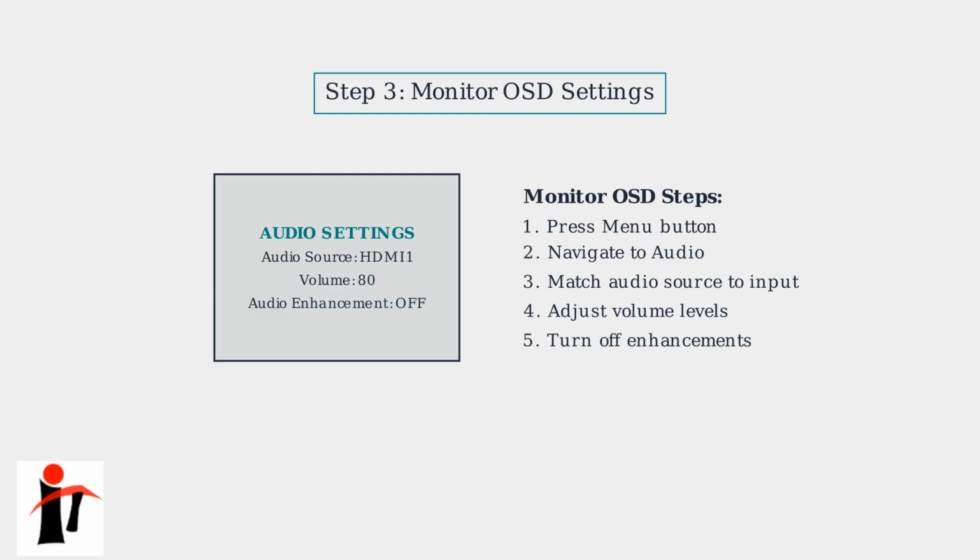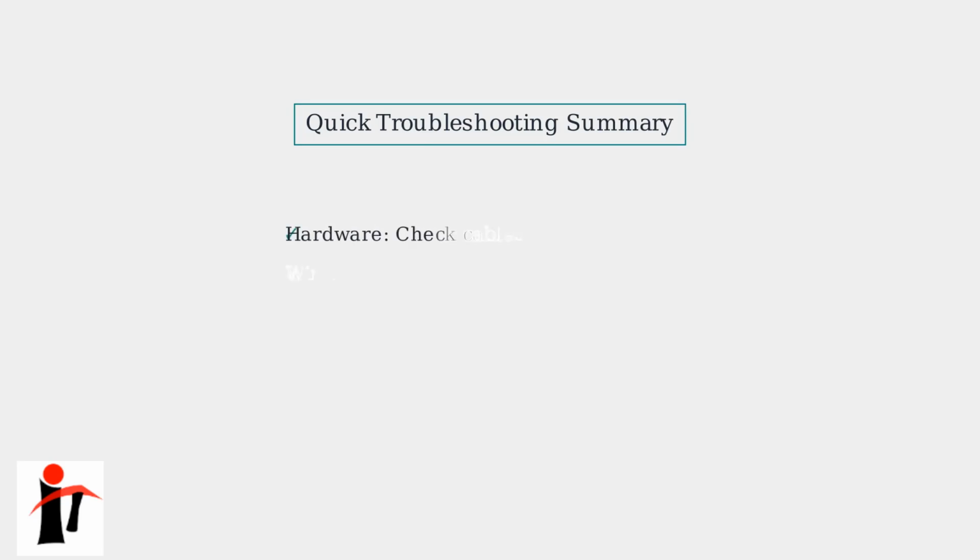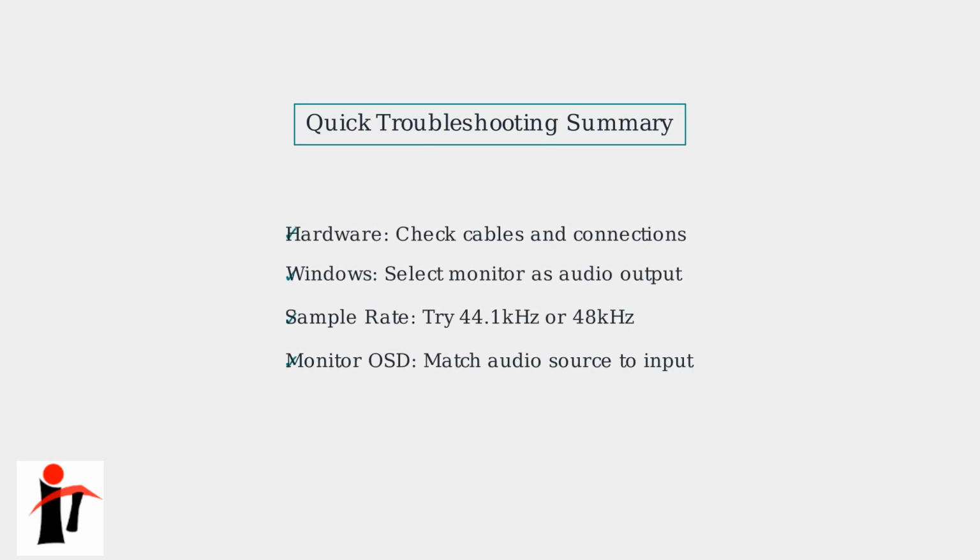Navigate to Audio Settings and verify the audio source matches your input connection, whether that's HDMI 1, HDMI 2, or DisplayPort. These basic troubleshooting steps resolve most Koorui monitor audio issues. Check your connections, configure Windows audio settings properly, and ensure your monitor's audio source matches your input connection.